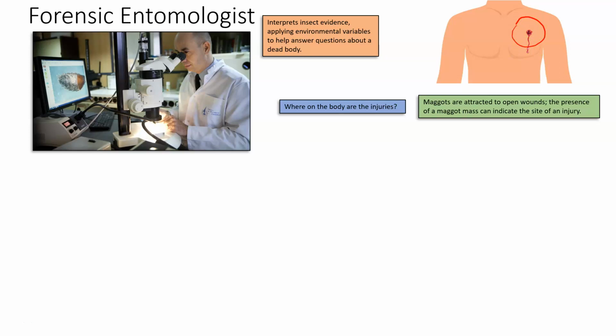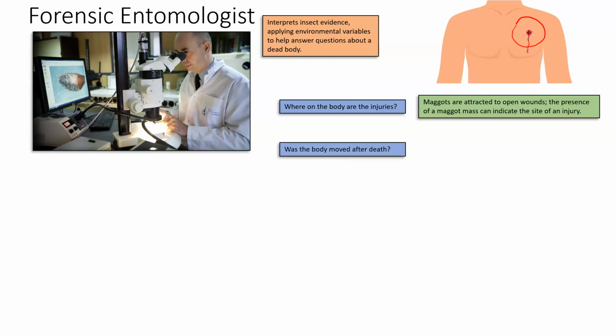Okay, maggots and flies only lay their eggs in entry points to a body. So you will typically see insect colonization around the nose, the mouth, the ears, and then any kind of open wound. In this case, it could have been a gunshot wound. Okay, but the presence of flies or the presence of maggots in a maggot mass can indicate, and often does indicate, the site of an injury.